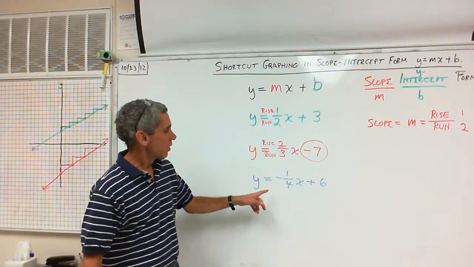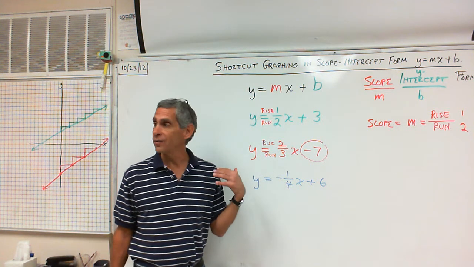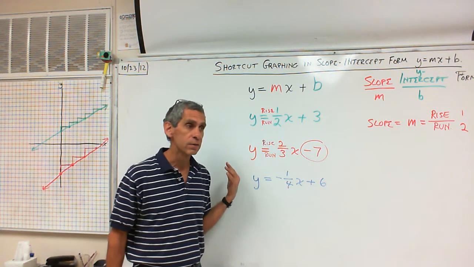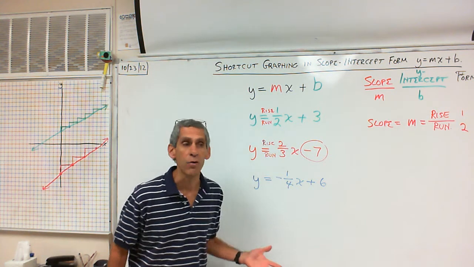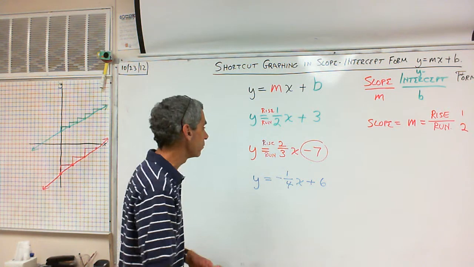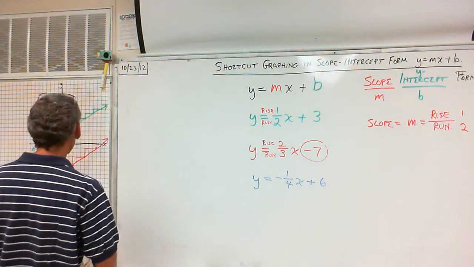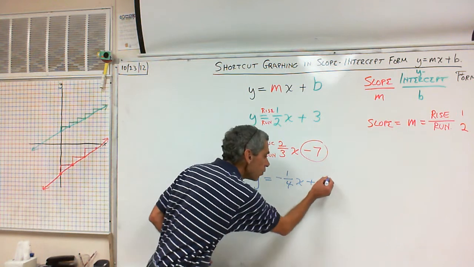That's good. Okay. But rise. The negative sign goes with the rise. So what would be a negative rise? Down, right? It's a fall. Your negative rise would be falling. So fall over run.